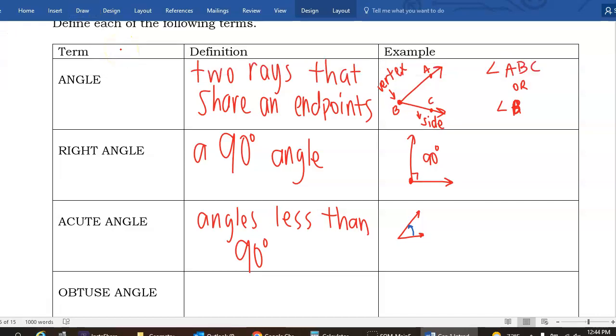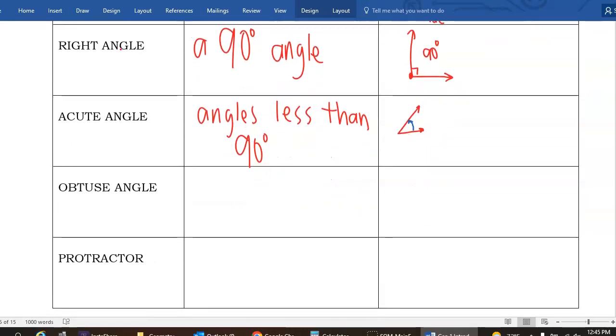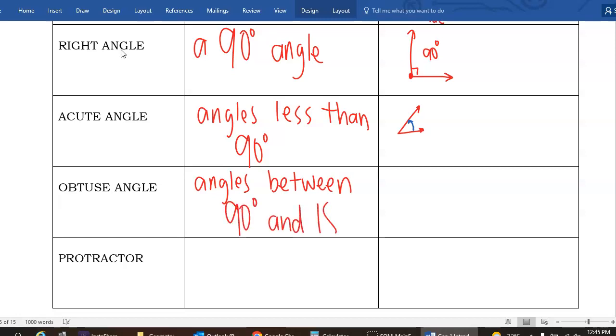Next, we have obtuse angle. An obtuse angle is an angle that measures larger than 90 degrees. And I'm going to put a top limit on that. Also, it has to be less than 180 degrees. So that would be like a really wide angle. My angle opened up more than 90 degrees, right? So I'm talking about the amount of rotation from this side to this side is more than 90 degrees, more than a right angle.